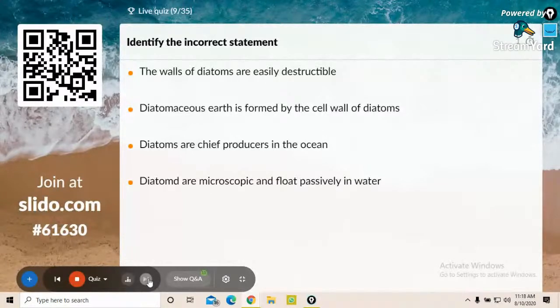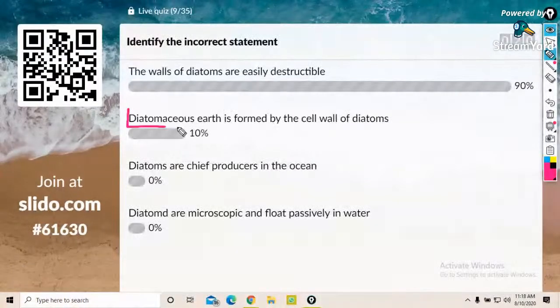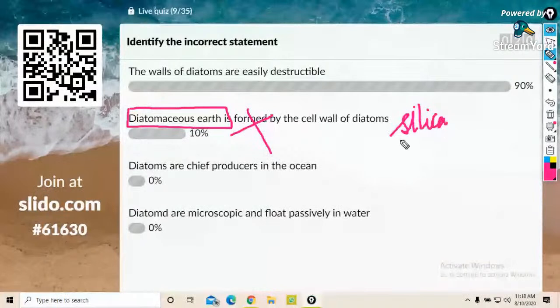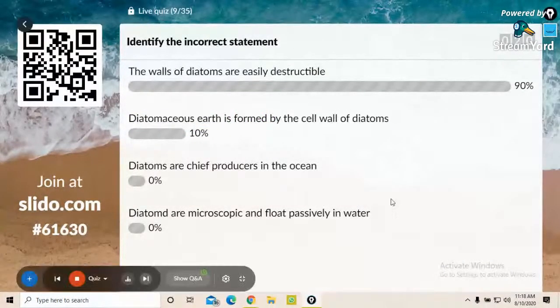Simple question. Incorrect statement. Guys, diatomaceous earth is formed from the cell wall. The cell wall is deposited by silica. Due to the deposition of silica after the death, the silica will get accumulated in the rivers and the water bodies, leading to diatomaceous earth. Correct answer by 90% of the students.